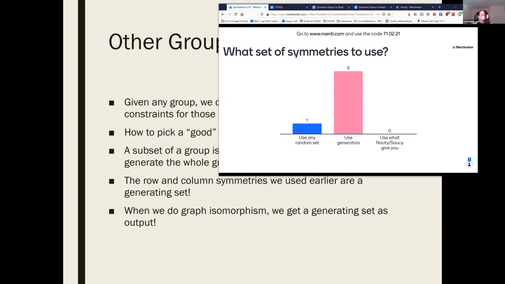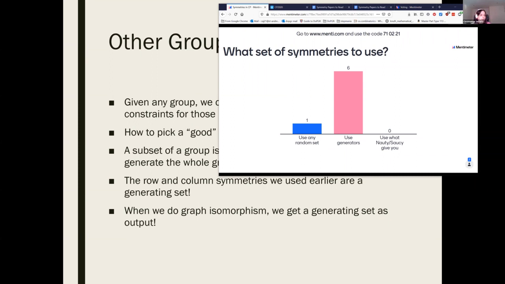So, we got some answers. That's good. So great! I'm going to get to teach everyone who answered this question something. Nobody picked the right answer. The right answer is that Nauty gives superior sets of elements of the group.